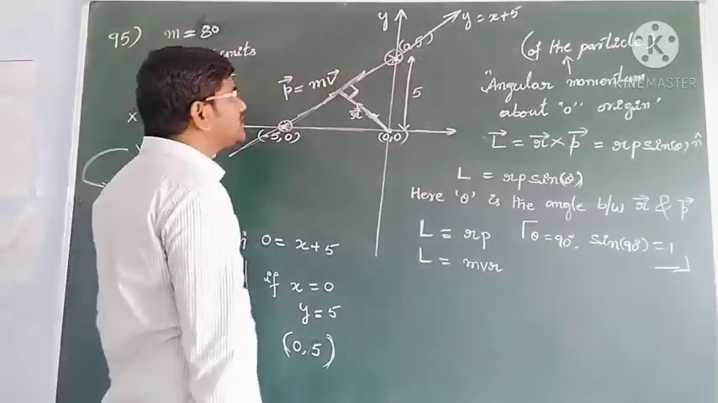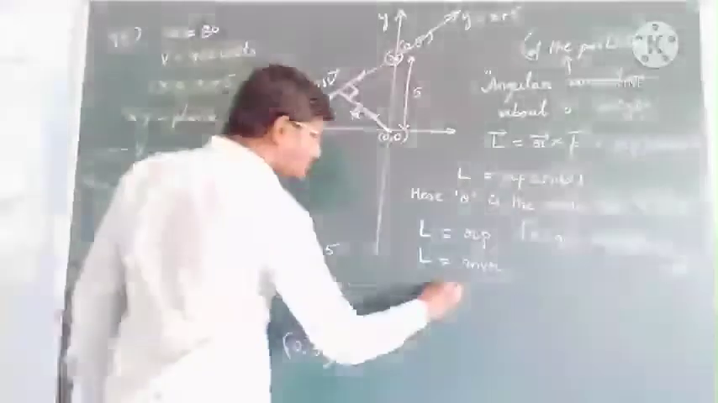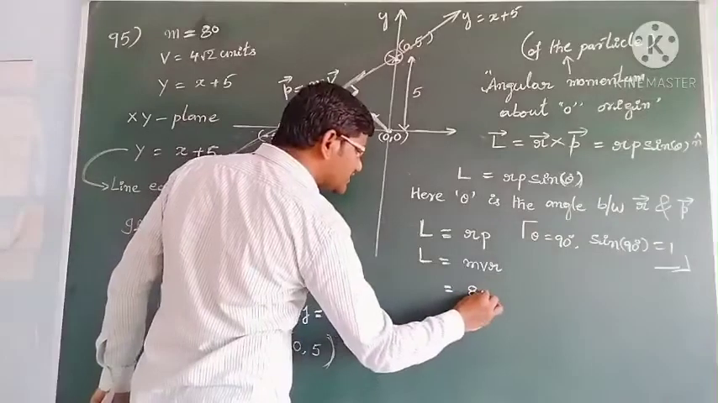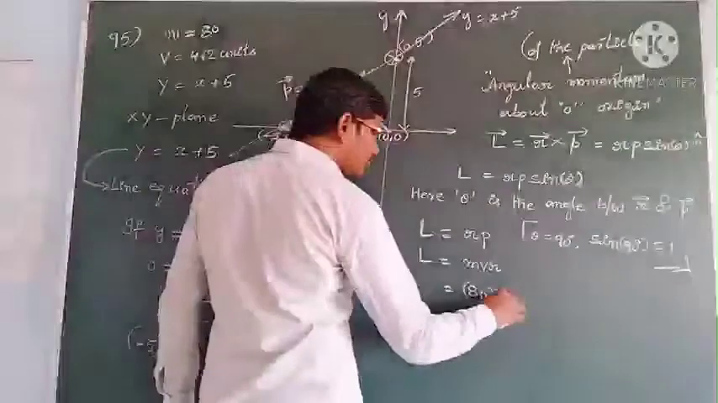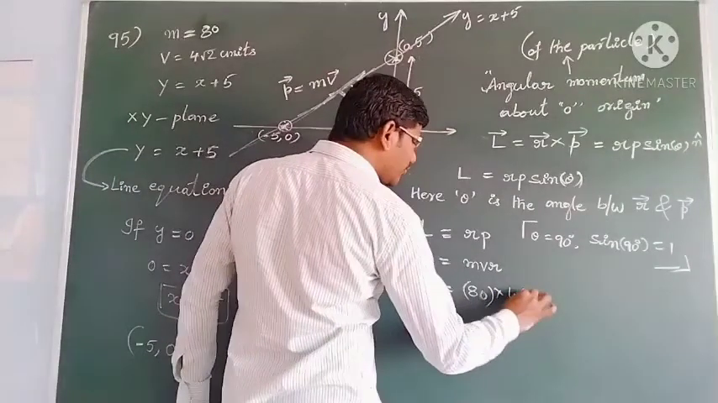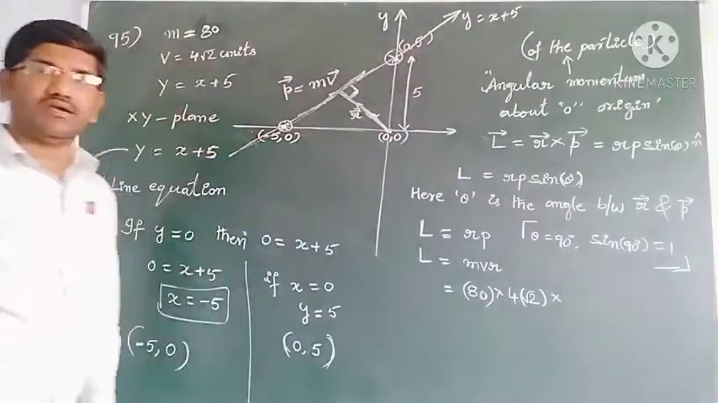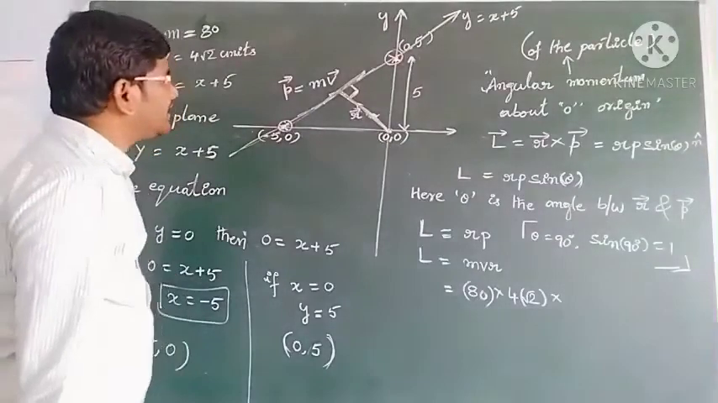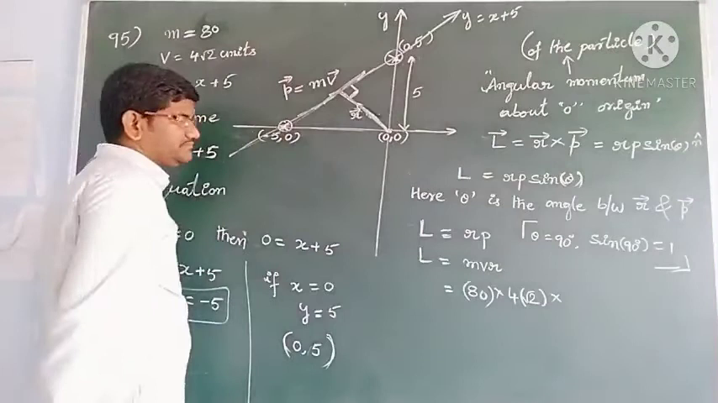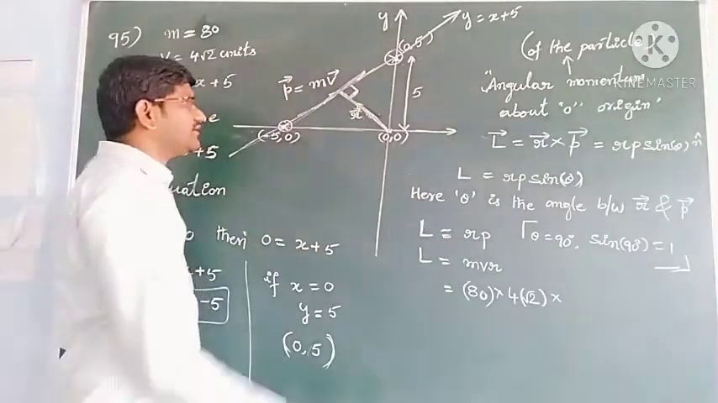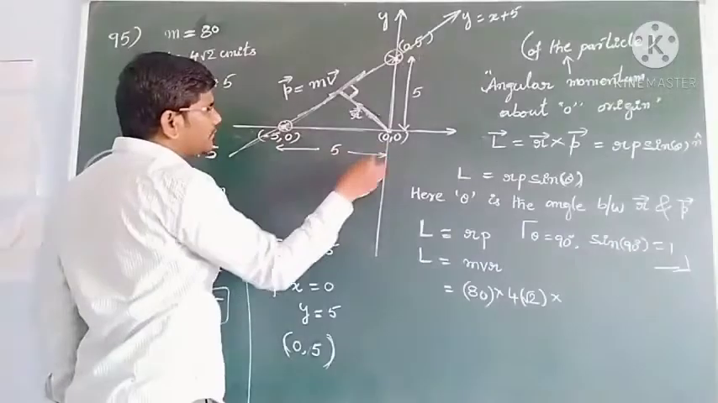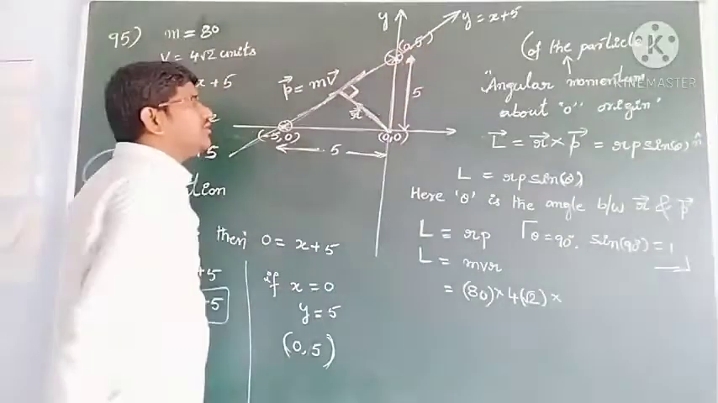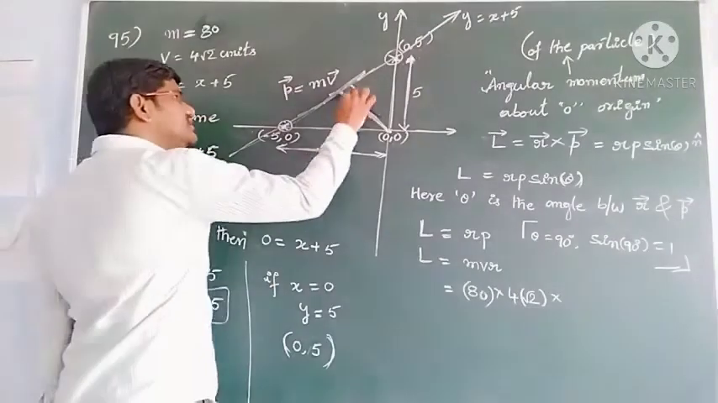Okay students, now mass is 80 units. You write the mass value as it is. And velocity you write 4 root 2. And for the radius, you write the perpendicular distance, so this perpendicular distance I want. See, this is 5 units, and this is also 5 units. Okay students, this is 5 and this is also 5, and this is the 90 degrees.